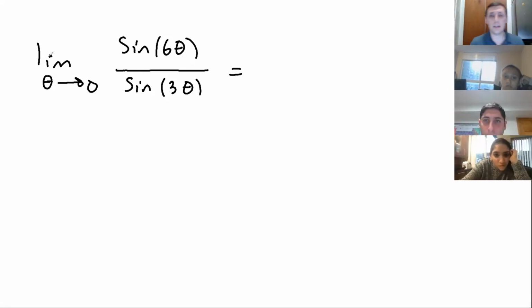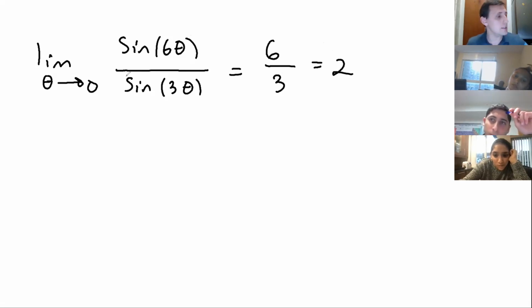So here is the answer. The answer is simply 6 divided by 3, which is 2. Here is how some students solve this question. They see, okay, here we have sine and sine. We can cross them out. And here we have theta and theta, and we cross them out. And we're left with 6 over 3. So the answer is absolutely correct.